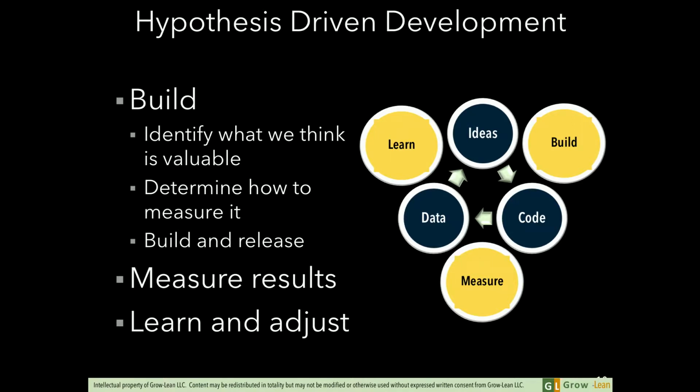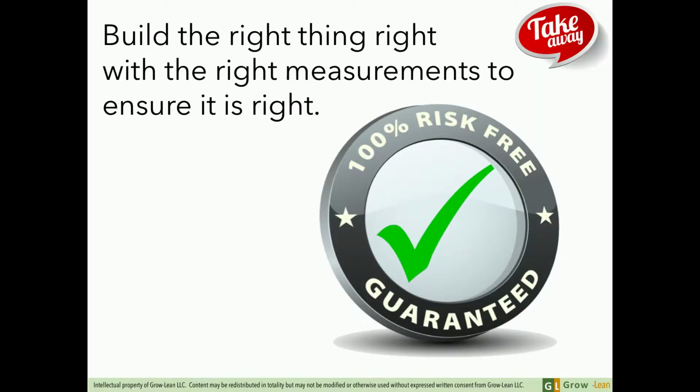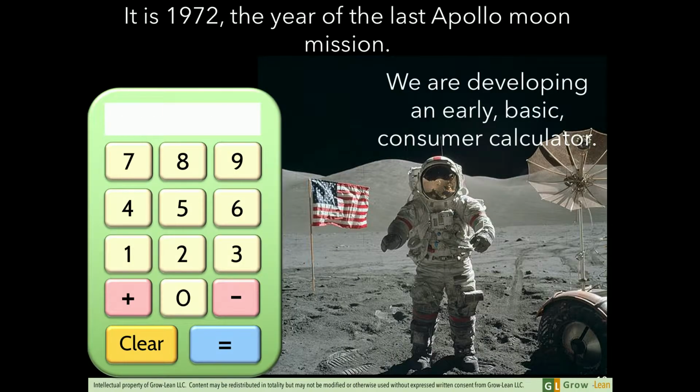So, hypothesis-driven development: build a little bit, measure what happens, learn from it. So my first takeaway is build the right thing right with the right measurements to make sure it's right. Got that? All right. It's 1972. We are developing an early basic consumer calculator. Very, very simple.